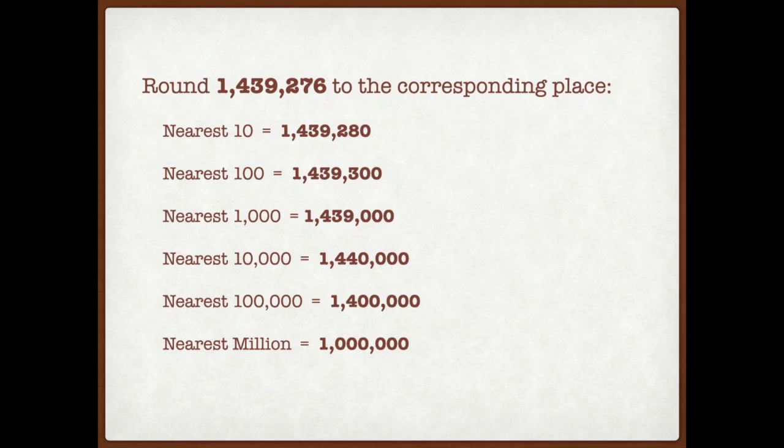To the nearest million, I underline the 1. I circle the 4. 4 is less than 5. So the 4, 3, 9, 2, 7, 6 all become zeros. I do not add a 1 to the 1. So it just stays 1 million. It actually dropped down. That's what I'm rounding. It's closer to 1 million than 2 million.